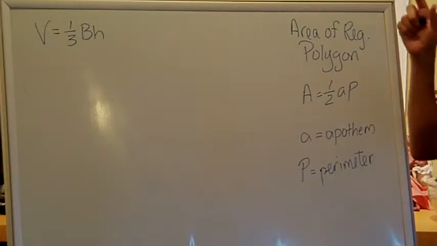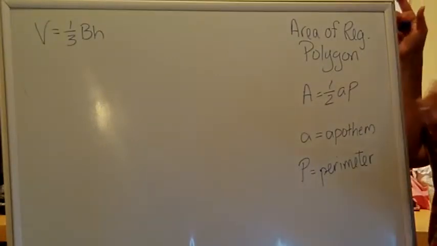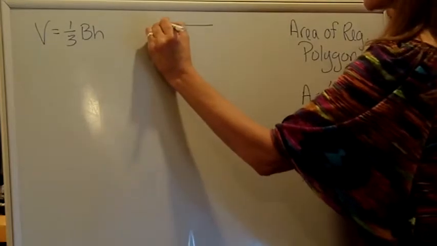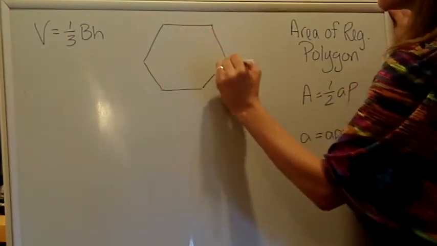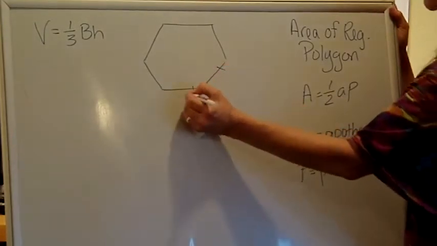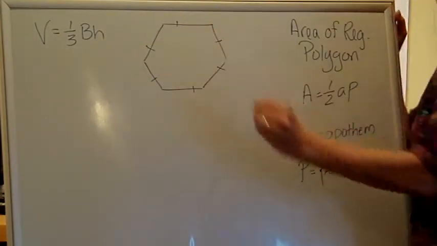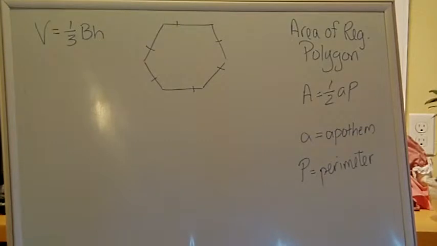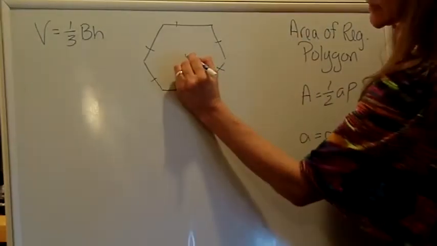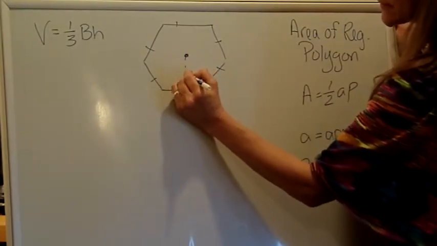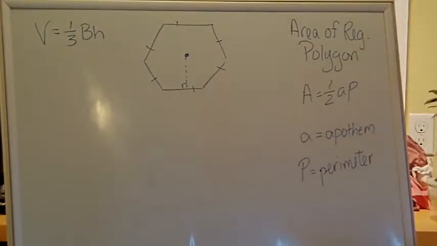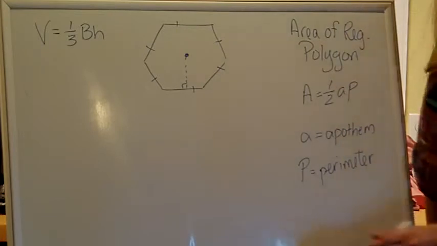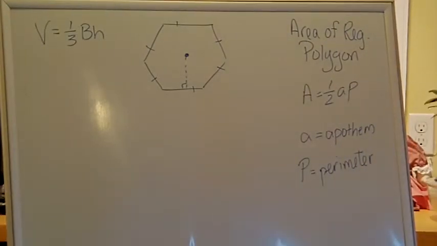So this is what I do. This is one of those problems I had to do some scribbling on. Y'all don't make fun of my drawing. This is supposed to be a regular hexagon. It is not regular, you can tell by looking at it, but I want to put little hash marks there to say this is intended to be regular. Your apothem is your distance from the center of your regular polygon perpendicular to the base.